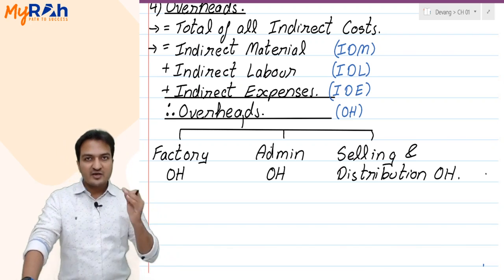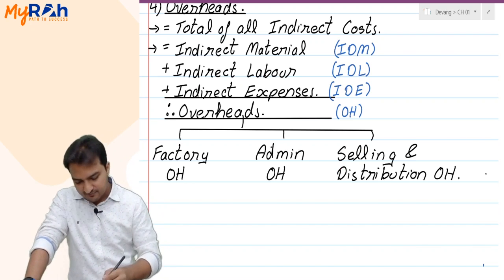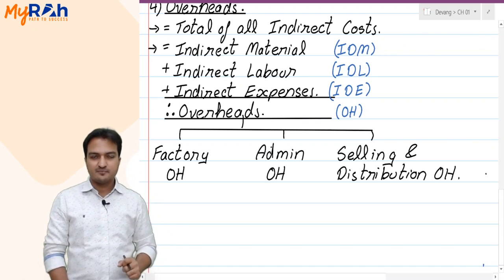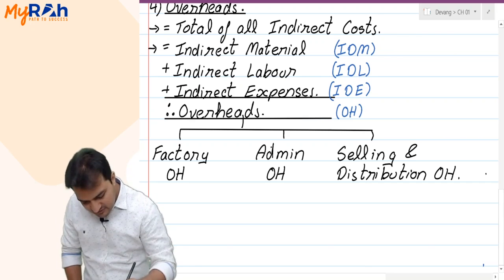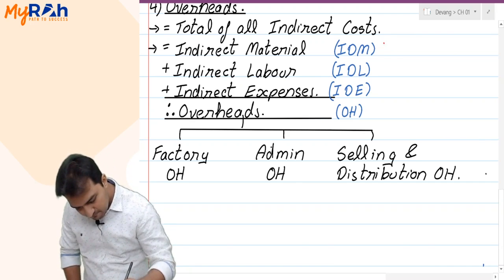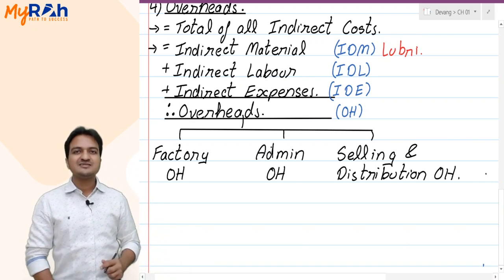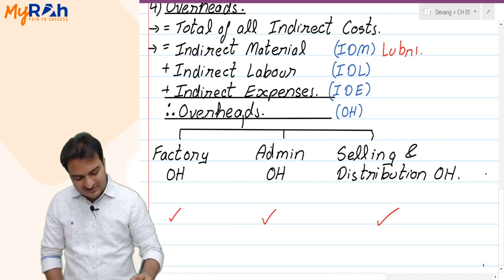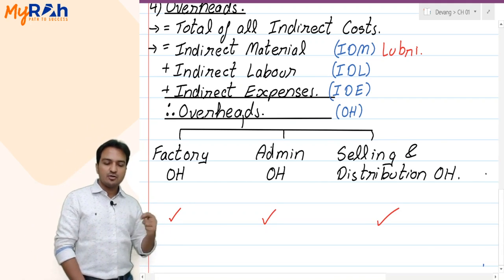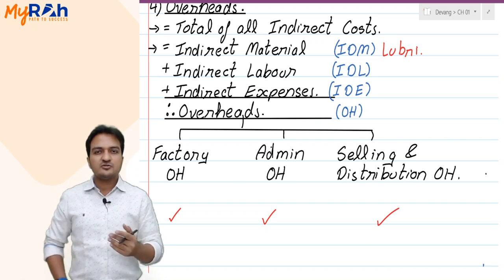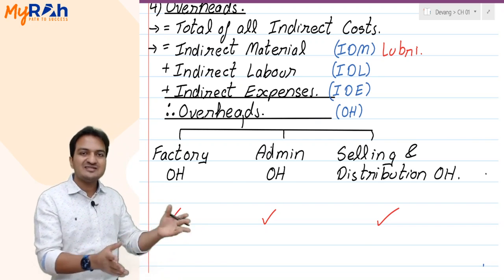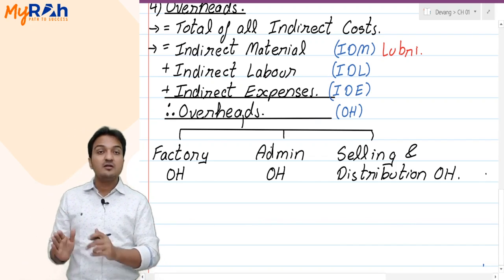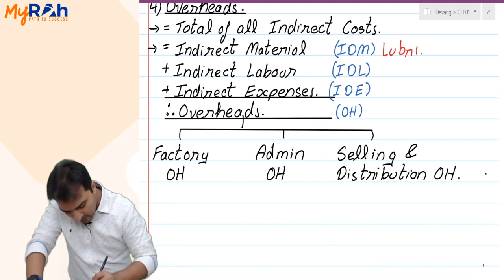Example. Now, I'll give you an example for each of the indirect items. Like indirect material. Earlier I gave you the example of indirect material as lubricants. You tell me, if lubricants is an example of indirect material, then where would that lubricants fall? Factory, admin, or selling overheads? According to my example, where was that lubricants used? It was used inside the factory. Lubricants was used in the machines. Machines are used in the factory. So yes, lubricants is an example of indirect material. More precisely, further classification, it will fall under factory overheads.